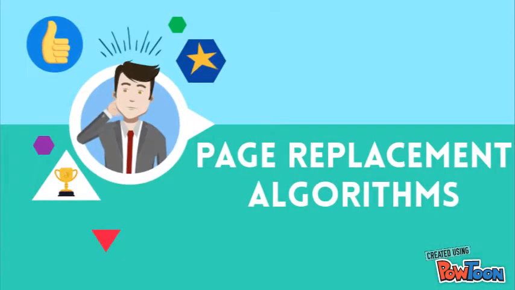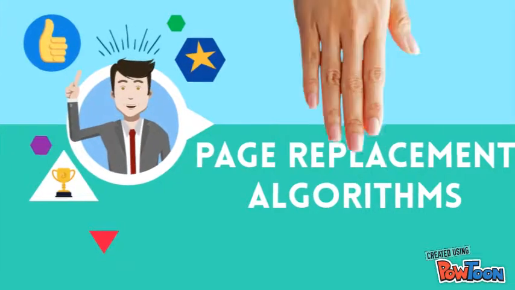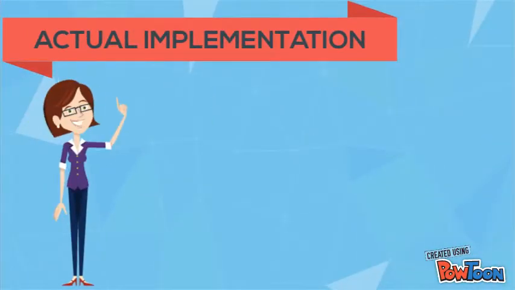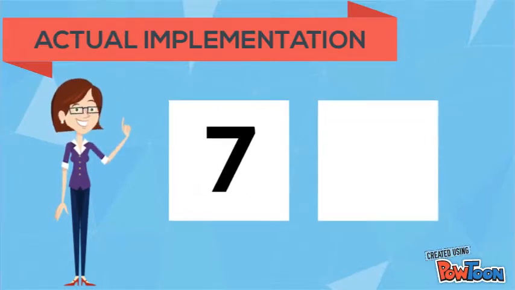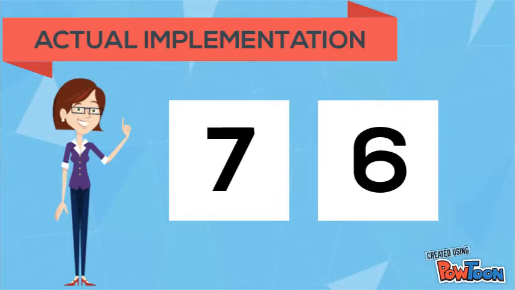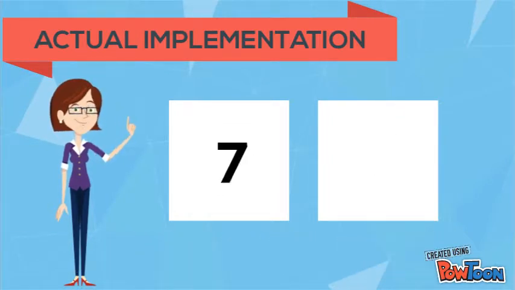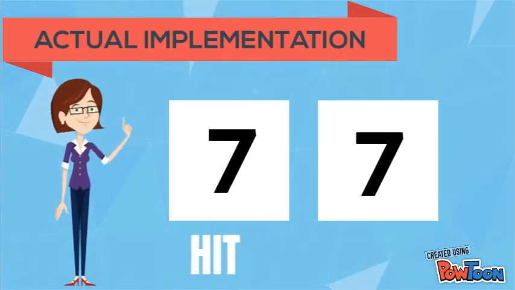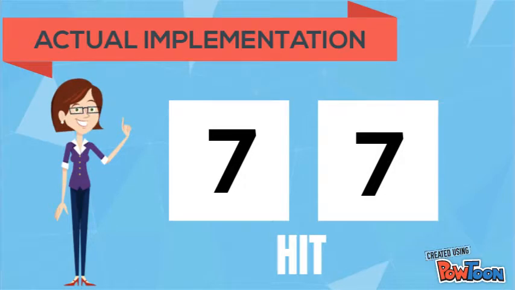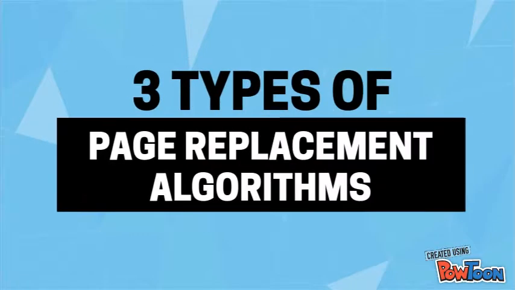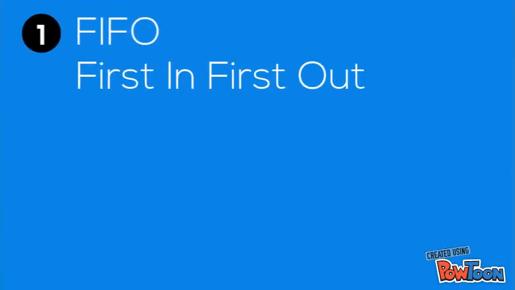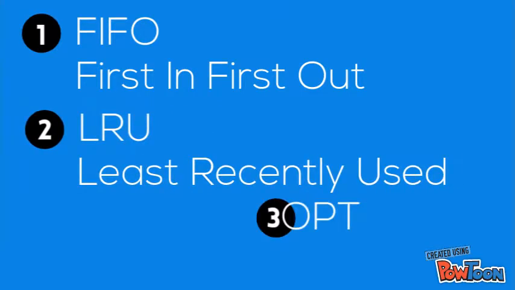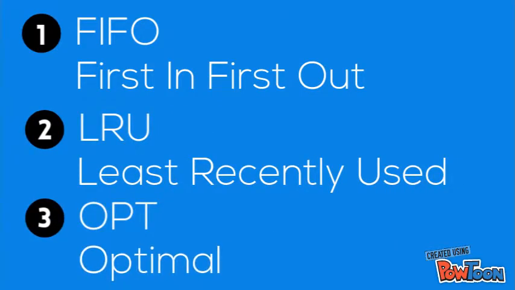Page replacement algorithms. Actual implementations. Three types of page replacement algorithms: FIFO, first in first out; LRU, least recently used; and OPT, optimal.